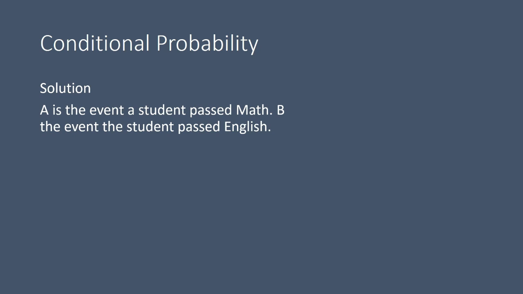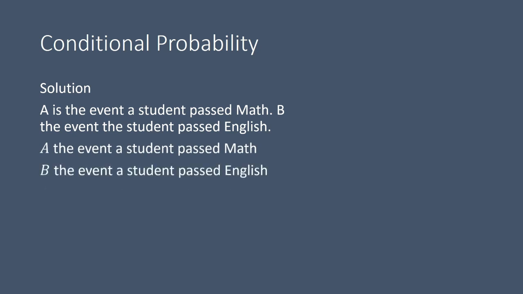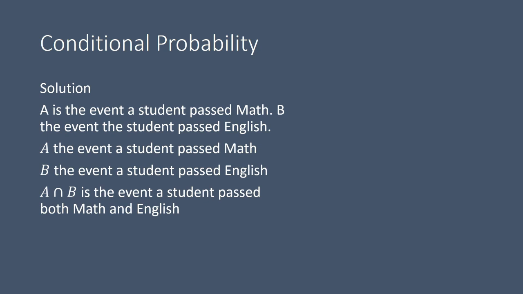So let A be the event a student passed the math quiz. B is the event the student passed English. So A intersection B is the event the student passed both math and English. Find P of A given B, the probability a student passed math given that he or she already passed English.